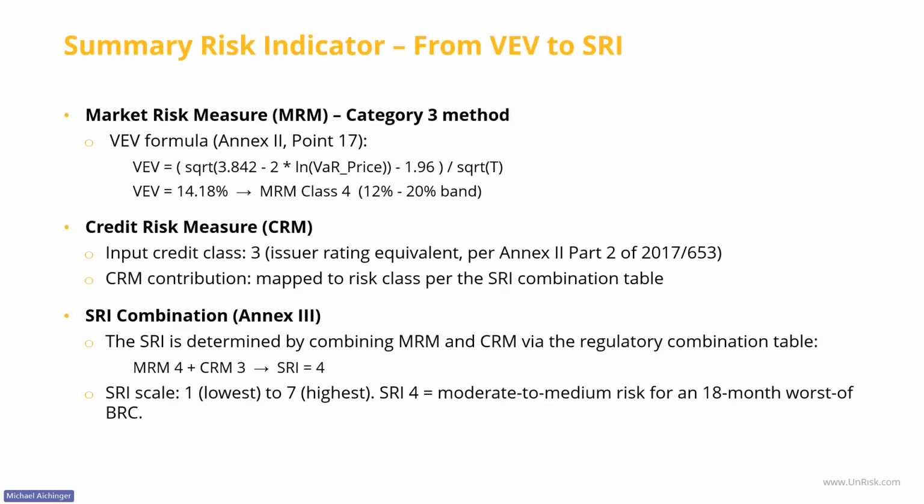We have a market risk measure which is around 14.18%, which means we have a market risk class of 4. The credit risk indicator from the issuer is 3, so we end up with a summary risk indicator of 4 based on a scale from 1 lowest to 7 highest. So this means it's a moderate to medium risk for an 18-month worst-of barrier reverse convertible.